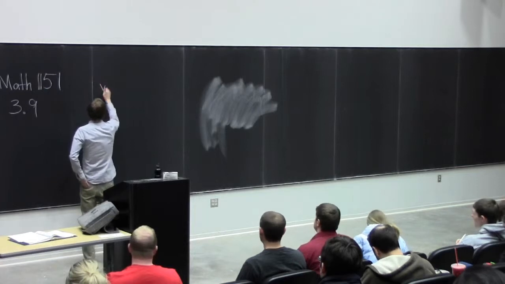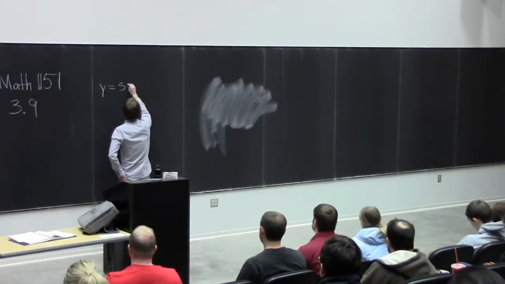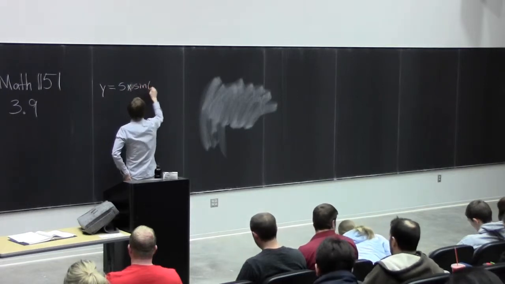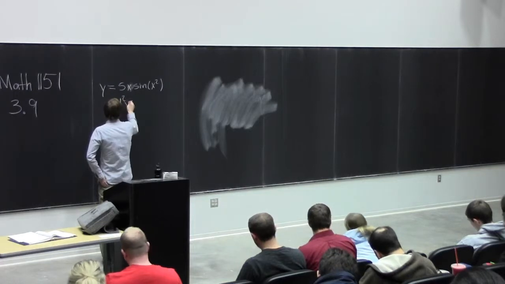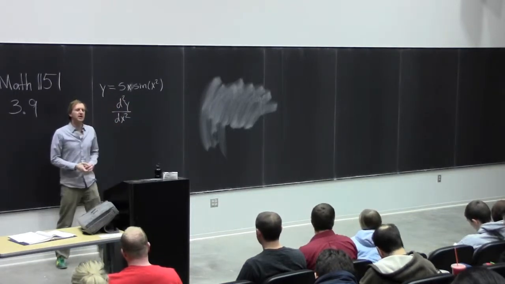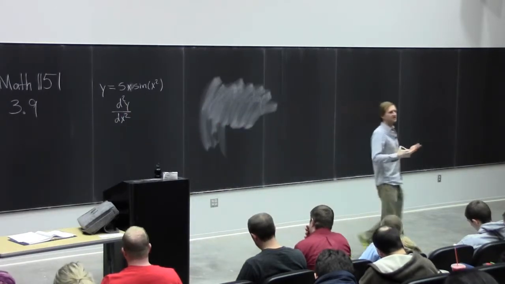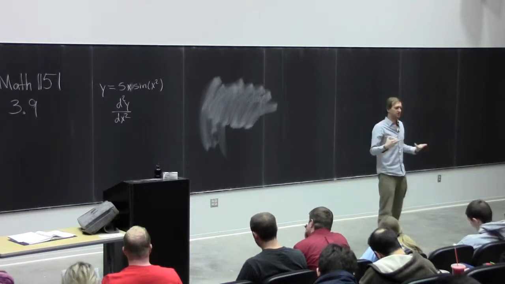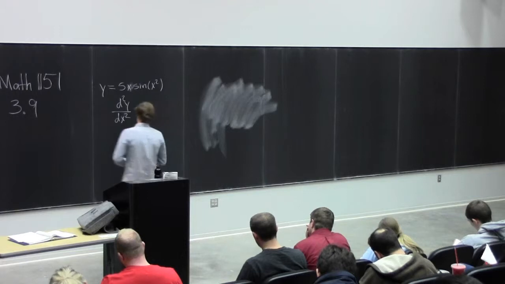Somebody asked me a question from your homework. The problem said something like this: y equals 5x sine x squared, and the question said compute d squared y over dx squared. Now this might be pretty scary notation here, but all this means is take the derivative twice. That's really all it means. Okay, so let's do it.